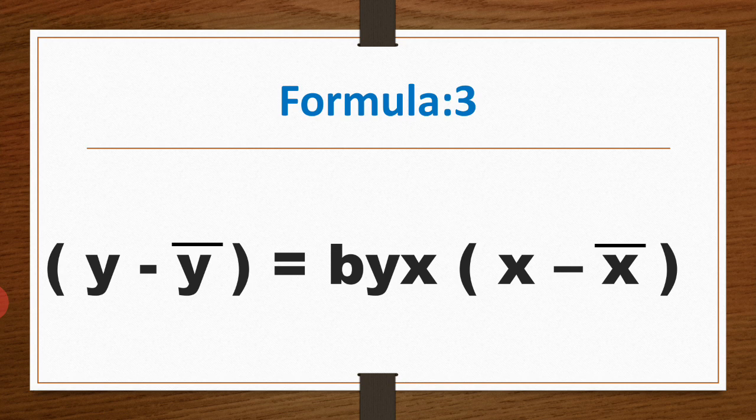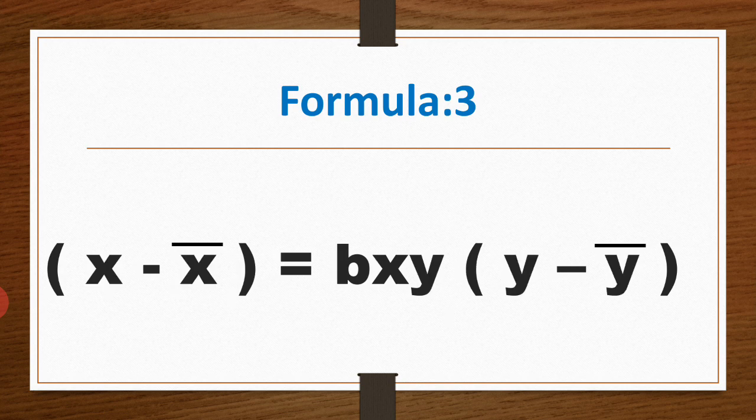This is for the y on x equation and this is for the x on y equation. x minus x bar is equal to bxy into bracket y minus y bar. Okay, so this is formula number 3 for the equation of x on y and y on x.